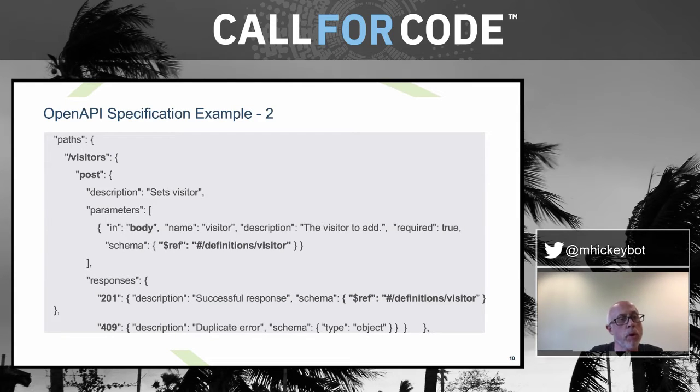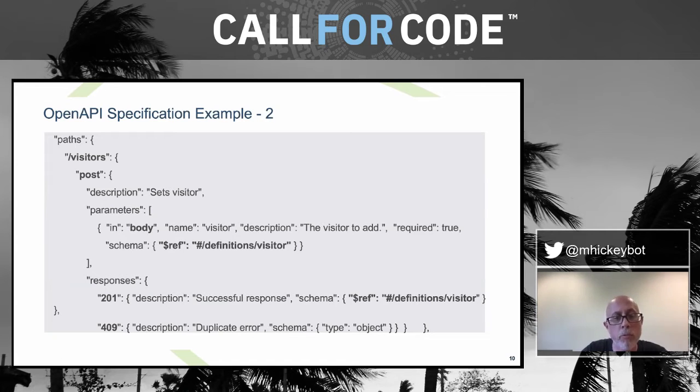I'm just showing one of the examples of the APIs. In this example, I've shown the post. As you can see, I'm using the plural noun in this situation for visitors. So you can do a post operation. There's a description, etc. You can see the parameters, it takes in the body. It takes the visitor object that we showed earlier. So let me just highlight it here.